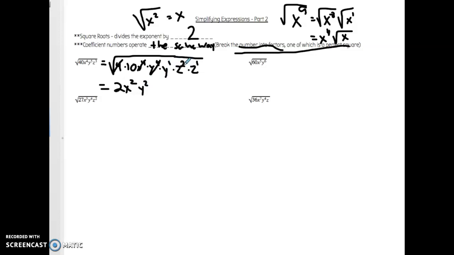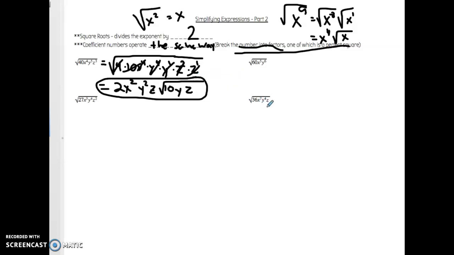That will stay. The square root of z squared, divided by 2, is just z to the first, and I can't do anything with that. So all the things that I couldn't take the square root of will stay on the inside. So 10 is going to stay on the inside, y^1 is going to stay on the inside, and z^1 is going to stay on the inside. And that is my answer. Holy cow. Whoa. Those things are crazy.